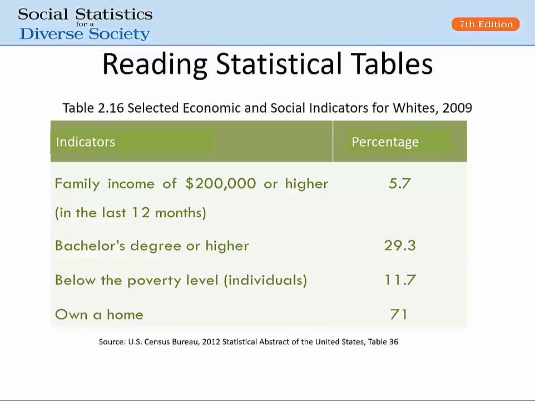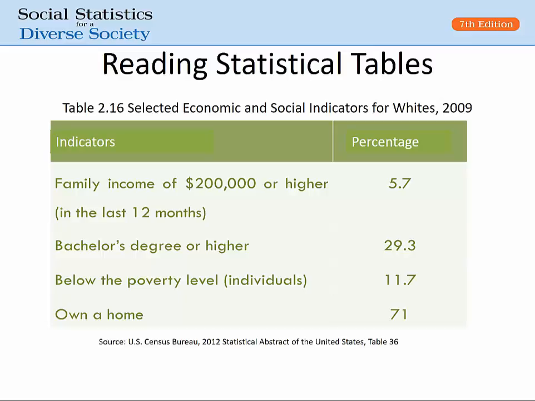So the title should be informative and it should tell you what is in the table. But you still need to look at the table to make sure that the title is representing what you think it represents. So in this case, we see that the indicators, or the variables, we can also call them variables, are things like family income of $200,000 or higher in the last 12 months, people who have a bachelor's degree or higher, people who are below the poverty level, individuals, and people who own a home. So these are selected economic and social indicators for white individuals in the year 2009.